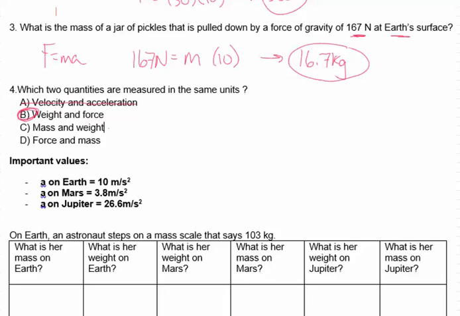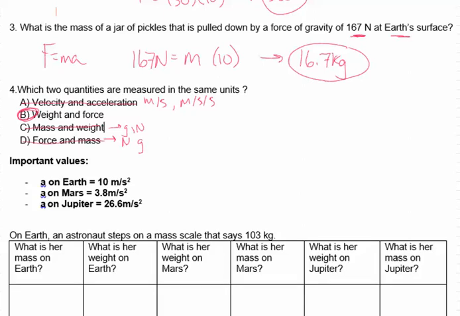Mass is measured in grams. Weight is measured in newtons, like we just said, so those aren't the same. I should have done that too. Meters per second and meters per second. That's why those weren't correct. And for D, force is measured in newtons. Mass is measured in grams. So D is not correct either.